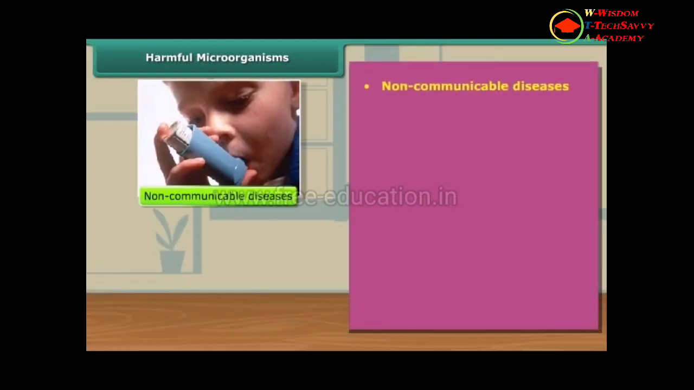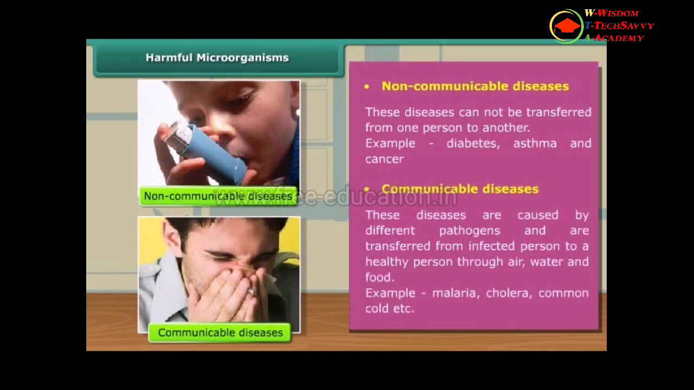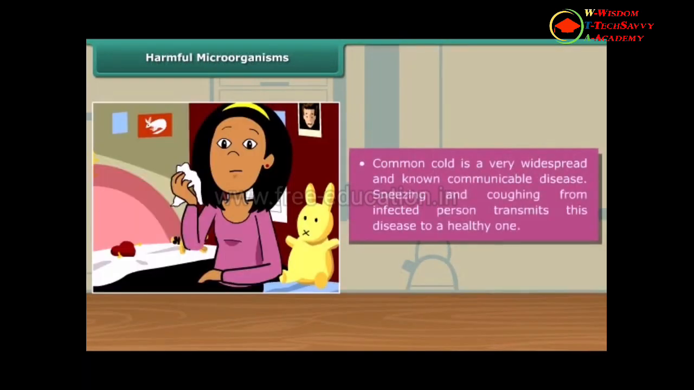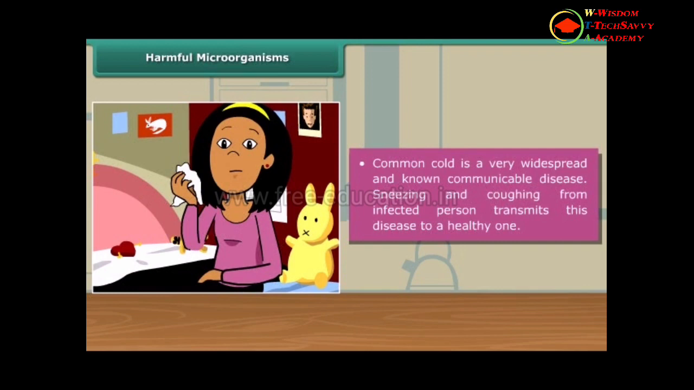Non-communicable diseases cannot be transferred from one person to another, while communicable diseases are transferred from an infected person to a healthy person by means of air, water, food, etc. The common cold is a very common example of a communicable disease.